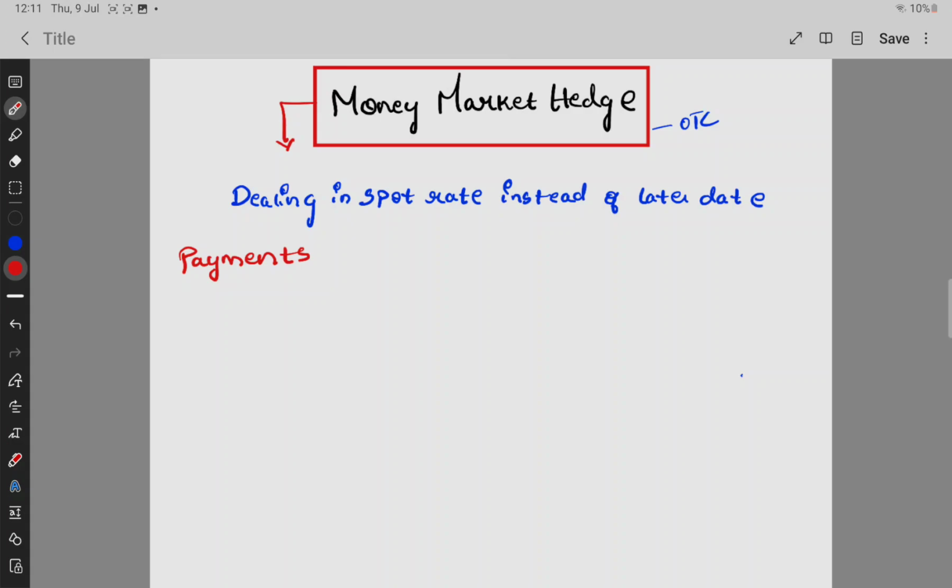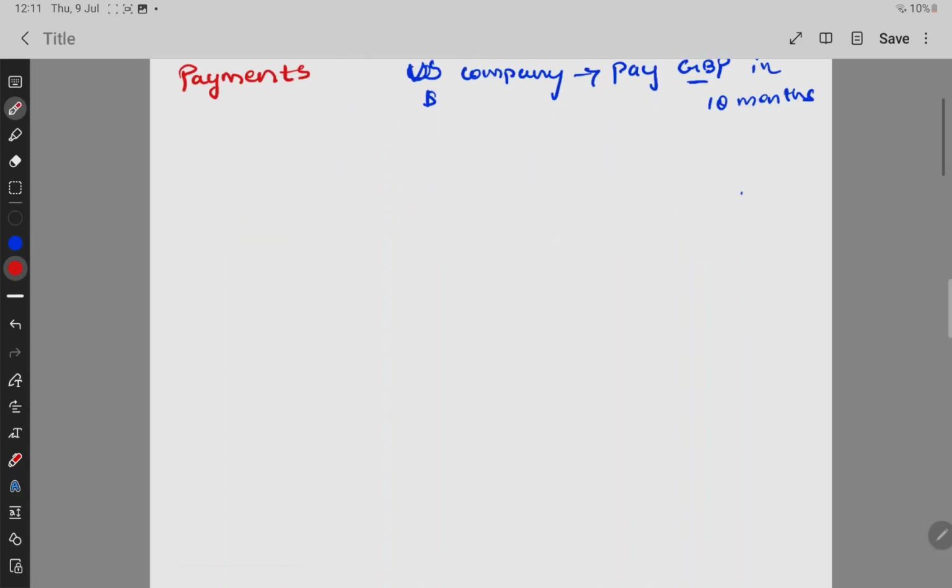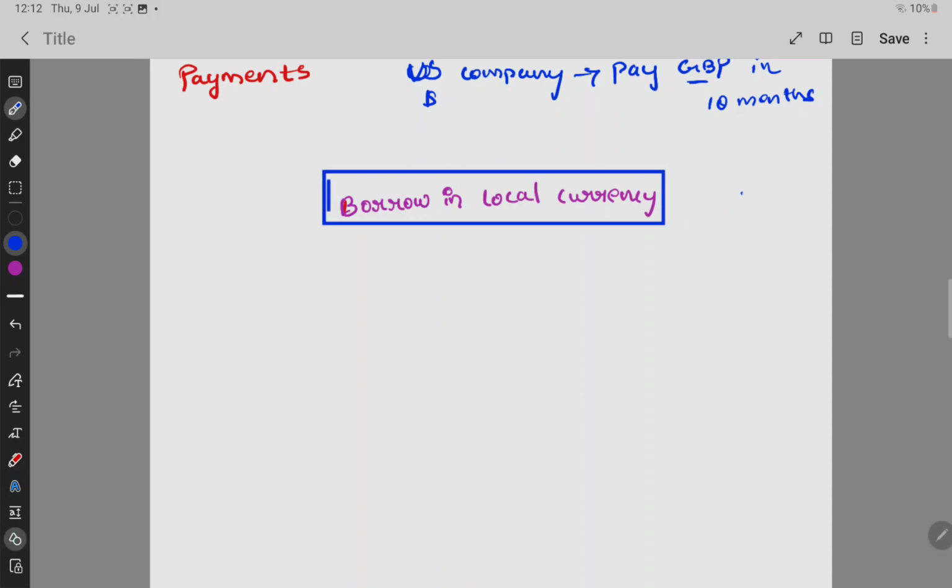Let's take a hypothetical situation. You are a US company and you have to pay GBP in 10 months. If I am in this situation and I want to go for a money market hedge, I'll go to the bank and first borrow in local currency. If I have to make a payment, first I will borrow in local currency. First see the steps, then we'll do an example and you will easily understand.